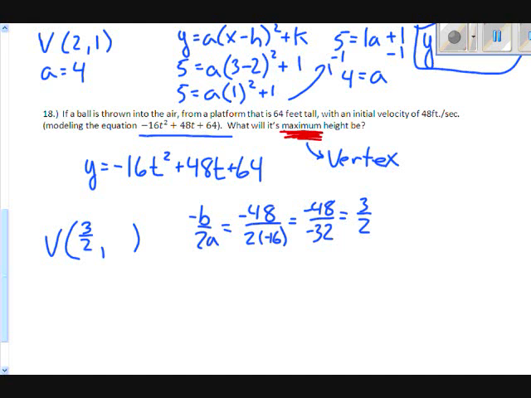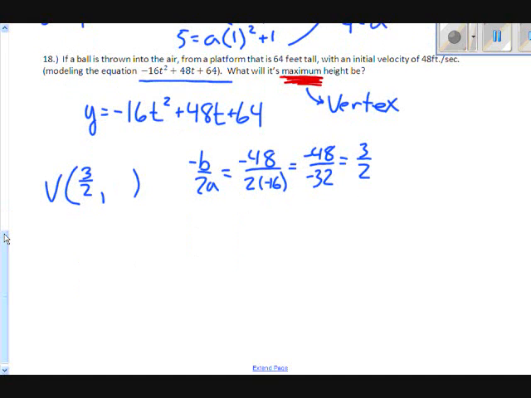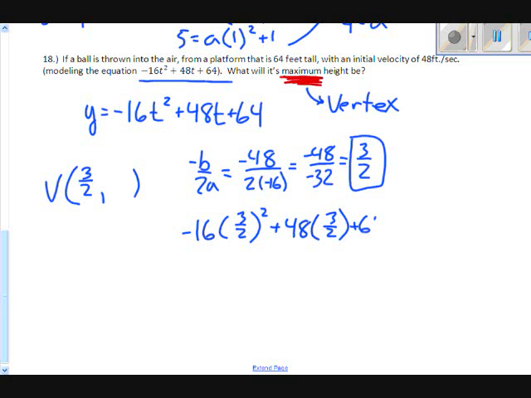And I have to find the y value for the vertex. And notice, this is the x value, or in our case, it's a t value because we've got t's in here. Keep that in mind. Okay, so that's our t value. And now we just have to plug that in. Negative 16 times (3 halves) squared plus 48 times 3 halves plus 64. And I just have to simplify this. That's negative 16. 3 halves squared is 9 fourths.